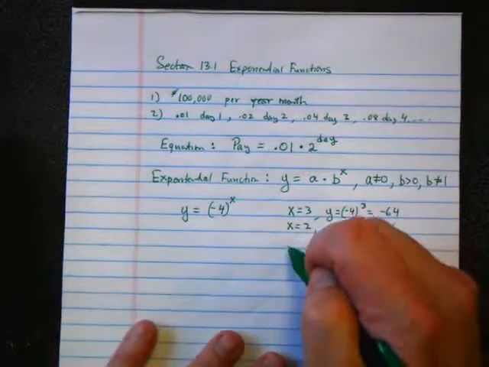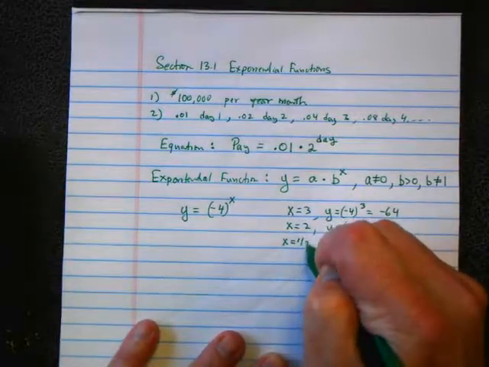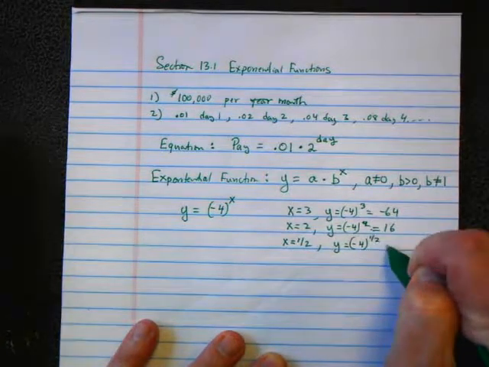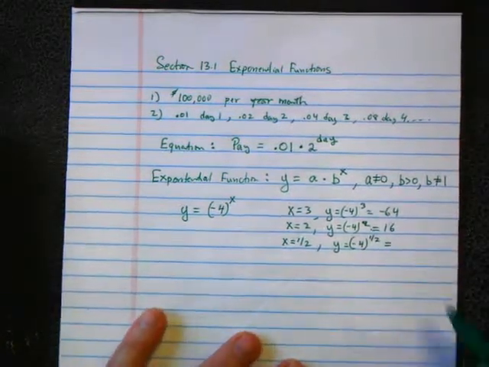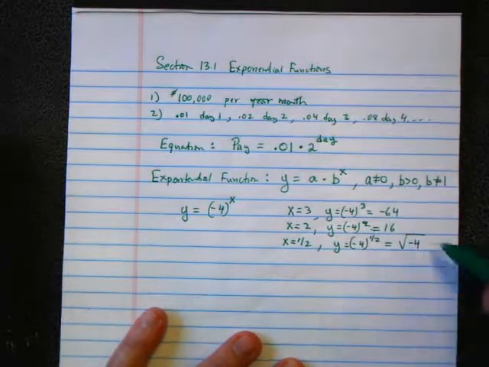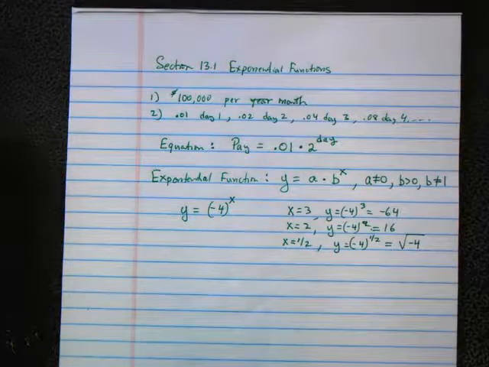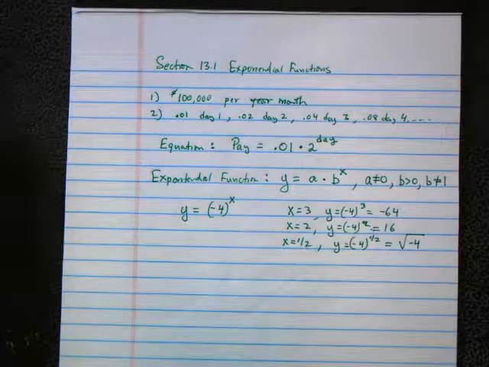What if x is a half? Y would be negative 4 to the 1/2. That's the square root of negative 4, and you're right, we end up with imaginary numbers. So that's the real problem there. We don't like B to be a negative number because we end up with imaginary numbers. And that's no good. Watch out for those imaginary numbers.